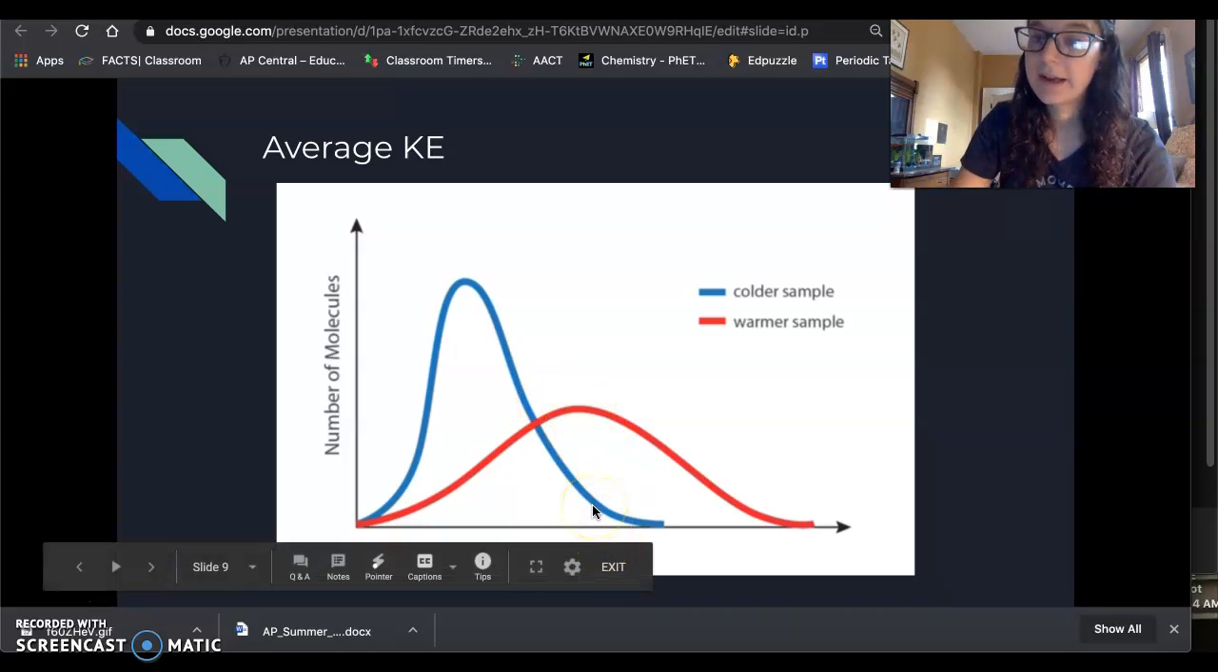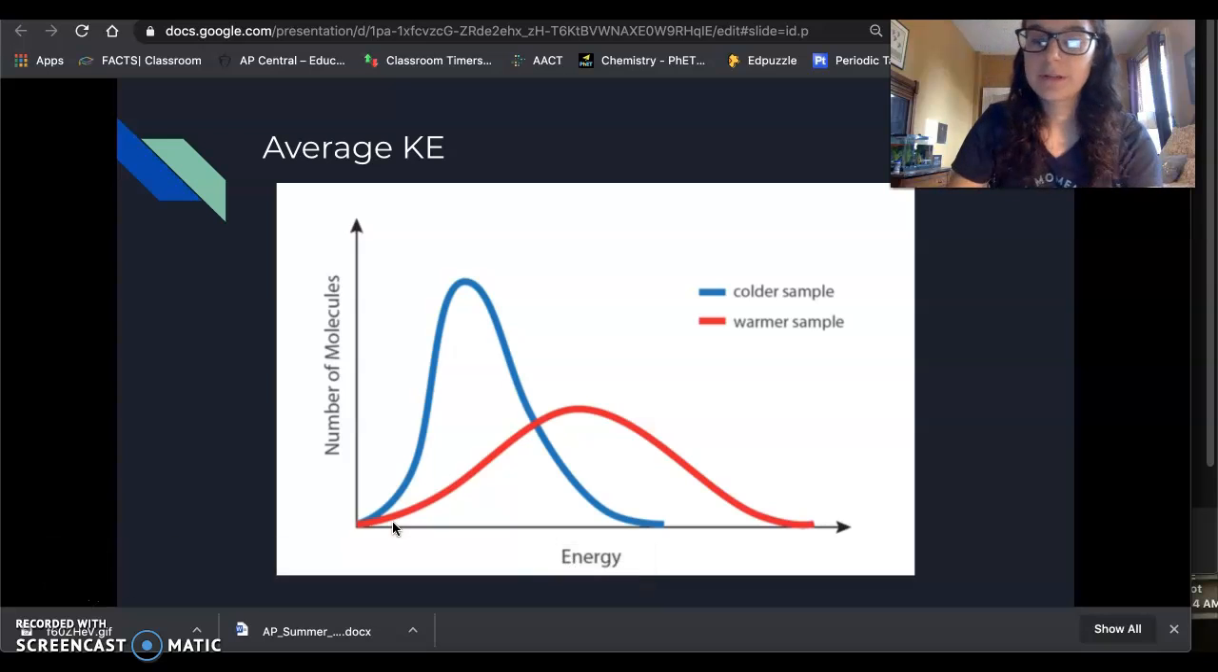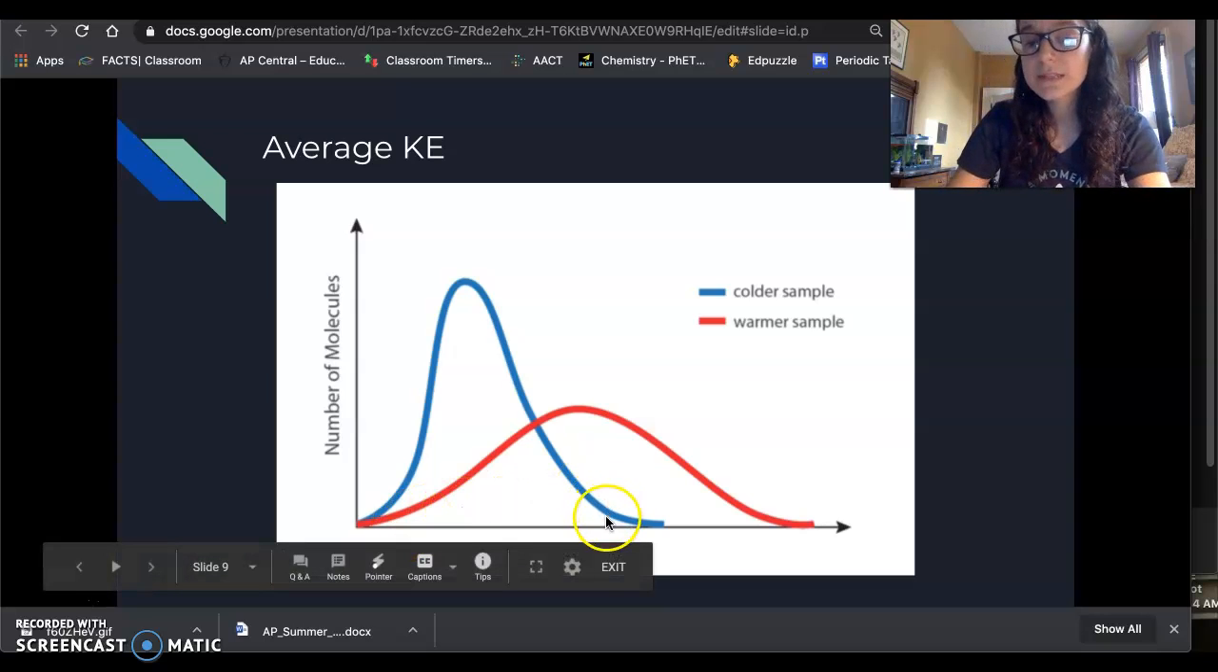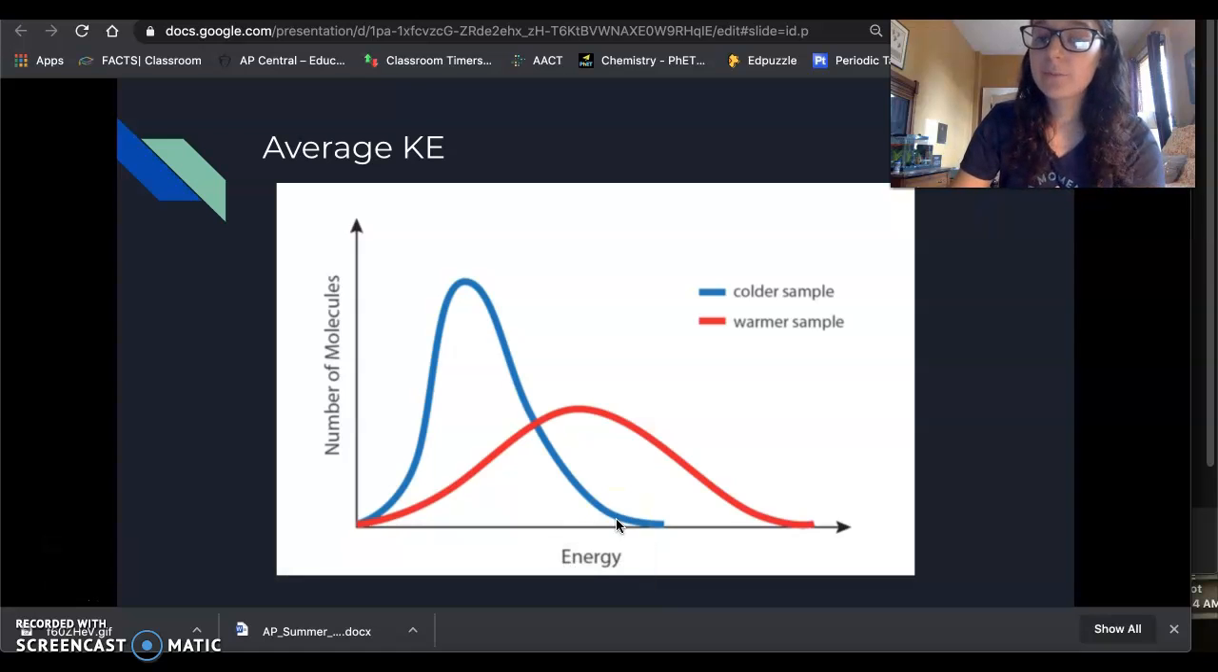So there's a higher average kinetic energy, even though we still have particles that have a relatively slow or small range of motion. Even with the cold sample, you have some particles with a higher range of motion that have more energy. So just because you have a cold sample doesn't mean all your molecules are slow.